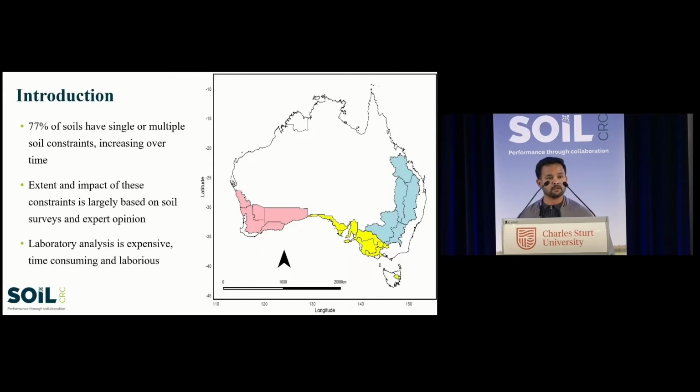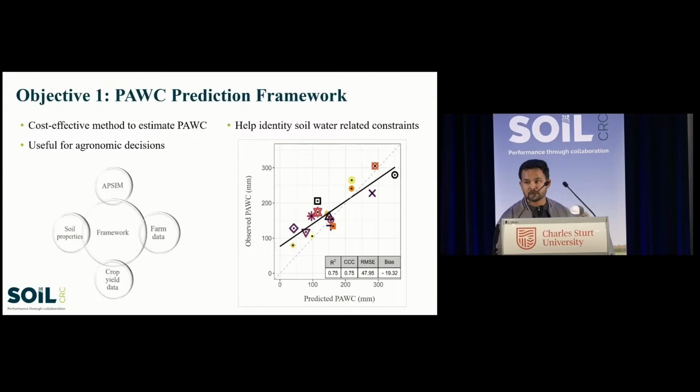So we need something that we can do cheaply, and that's modeling. My whole PhD is about how a modeling approach can be fit into existing data sets so that we can get some insightful information from it, and then we can predict soil properties and soil constraints. This is my first work, which has already been presented in a couple of soil CRC conferences, but I will just briefly talk about it.